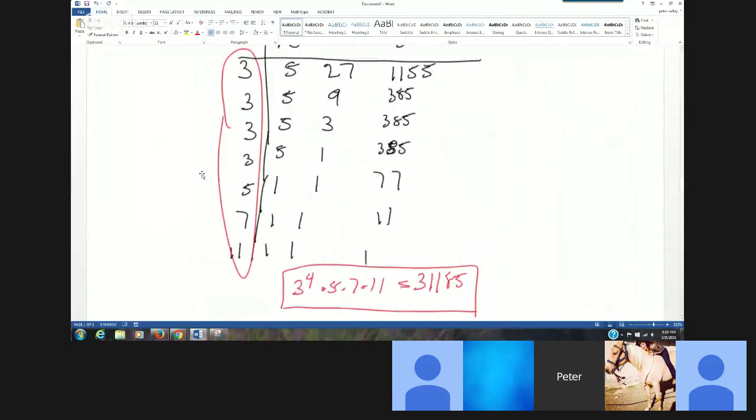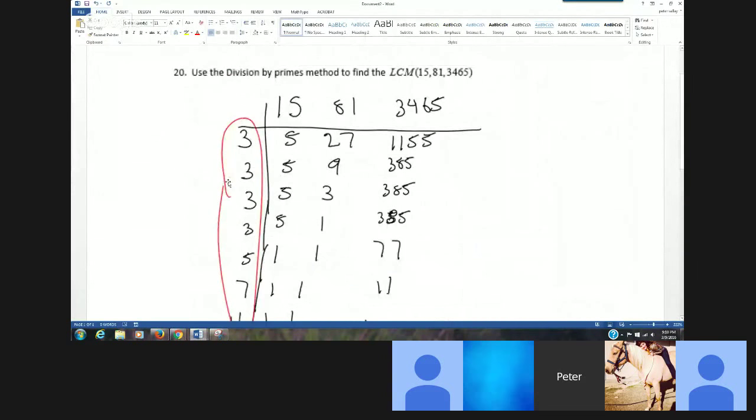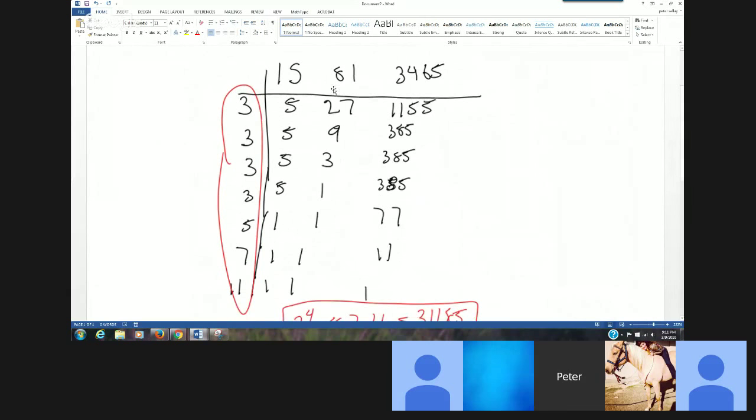So coming back over here. So here's number 20. Okay, so the division by primes method is you start with the smallest prime number possible that you know goes into at least one of the numbers. So, for example, looking at 1581 and 3465, I know 2 doesn't go in there, but 3 does.